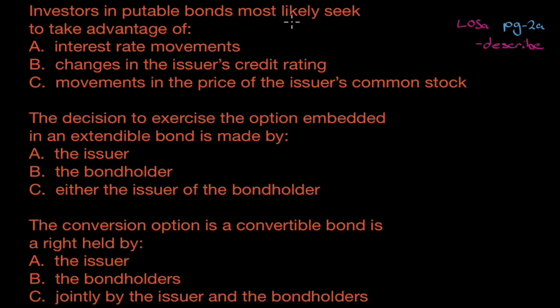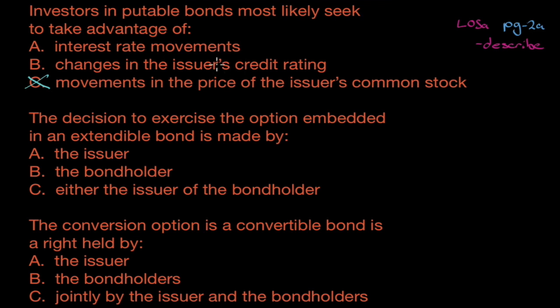So let's just look at some typical questions that could be asked based on what we know so far. Investors in puttable bonds most likely seek to take advantage of, well, what would you think? Interest rate movements, changes in the issuer's credit rating, or movements in the price of the issuer's common stock? Well, it wouldn't be common stock. I think we can just eliminate that one right away, because that would be a convertible bond, right? Interest rate movements or changes in the issuer's credit rating.